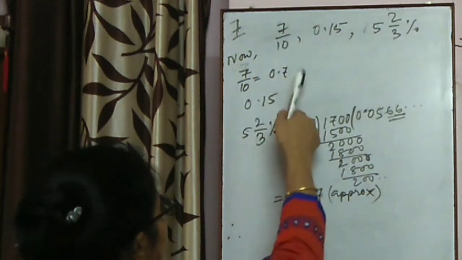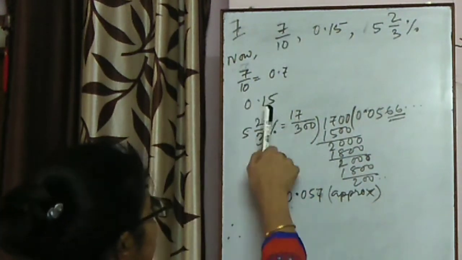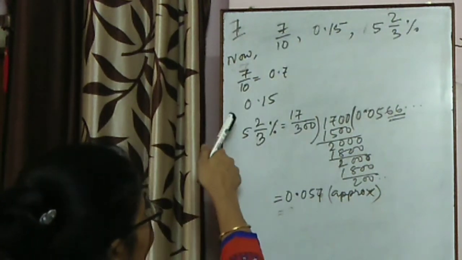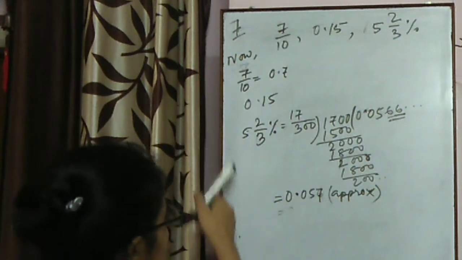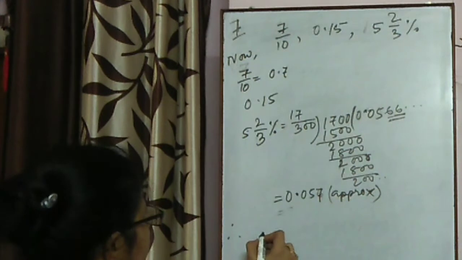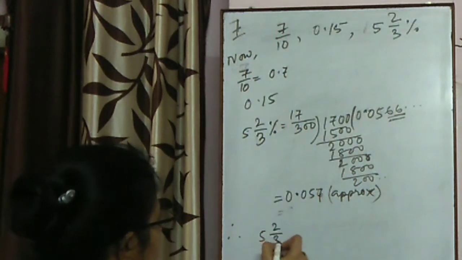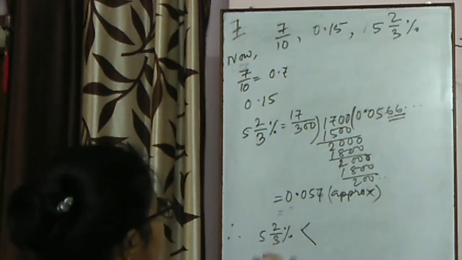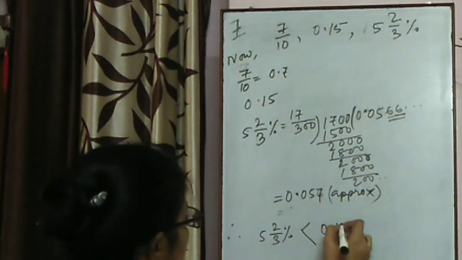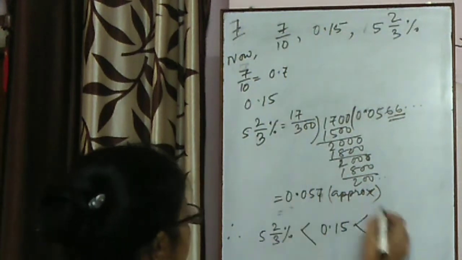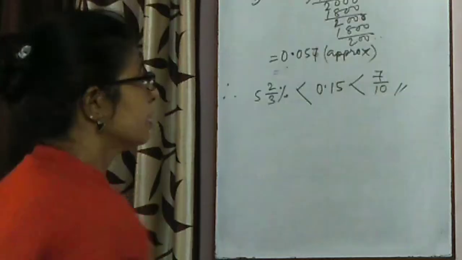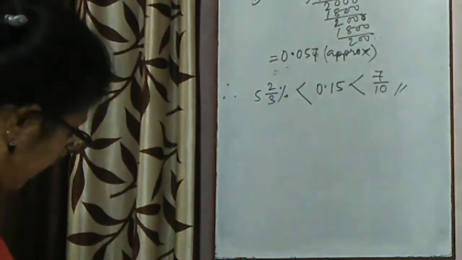Therefore, what we have seen, this is the first decimal, this is the second decimal, this is the third decimal. So which is the smallest one? This is the smallest one. Therefore 5 2 by 3%, then comes 0.15, then comes 7 by 10. This is the ascending order.